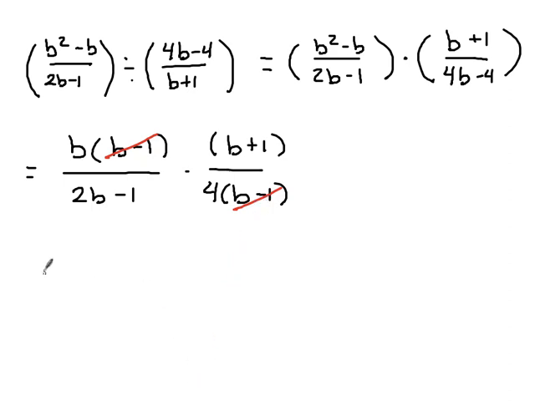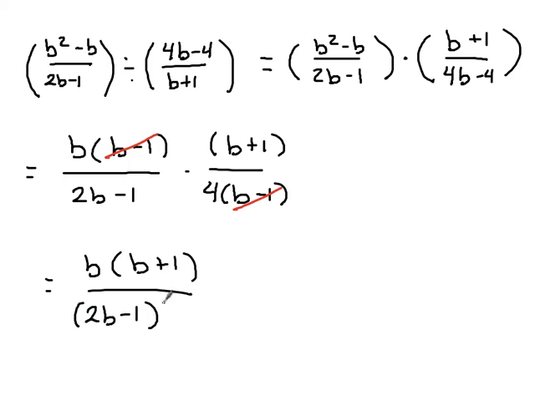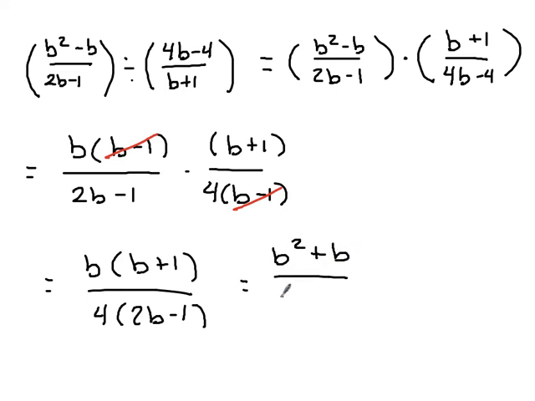And so then my final answer is b times b plus 1 over 2b minus 1 times 4. Typically we write this the other way around, the 4 in the front. So it would be 4 times 2b minus 1. You can leave the answer like this, or if you want to take it a step further, you can write it as b squared plus b and then 8b minus 4 if you'd like.